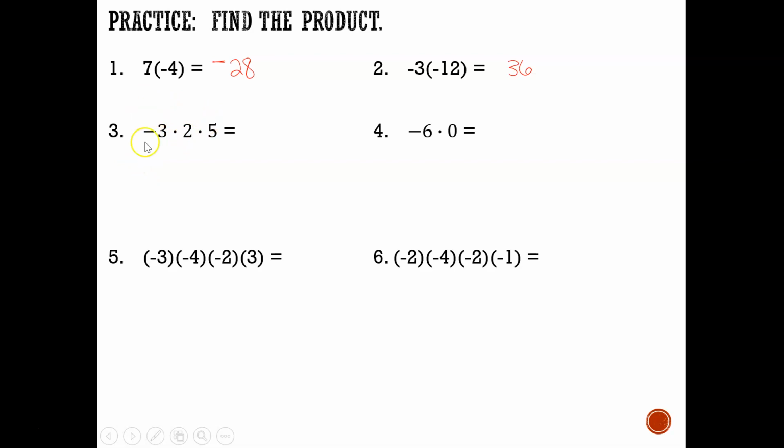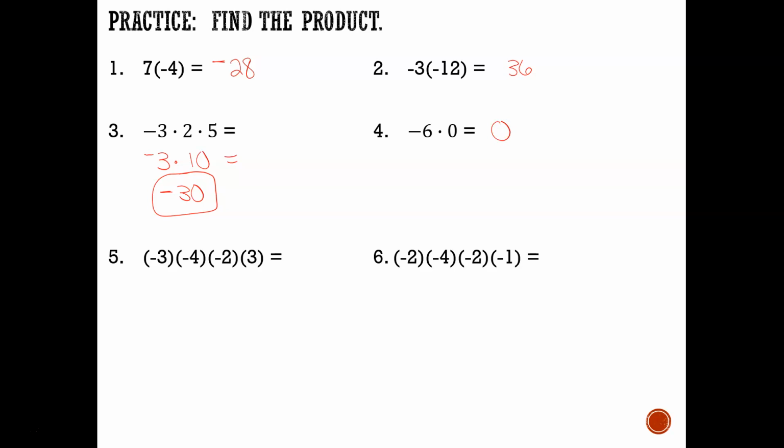Now in number 3, you're multiplying 3 numbers together. It actually does not matter what order you multiply them in. So let's say I decide to do the 2 times 5 first. So I'm going to bring down the negative 3. 2 times 5 is 10. And then 3 times 10 would be 30. And we have different signs, negative times positive, so negative answer. Number 4, any number, whether it's positive or negative, times 0 is always 0.